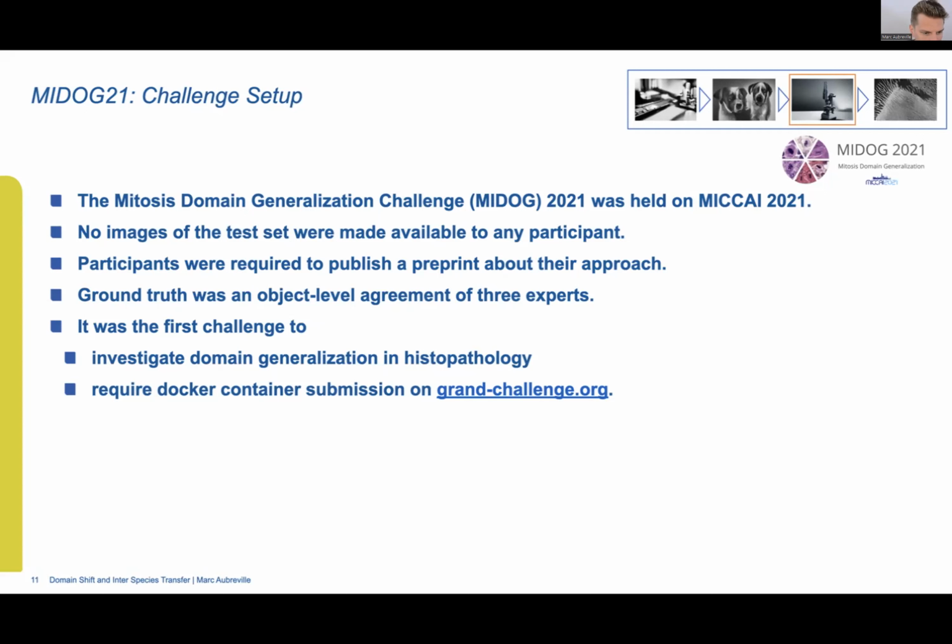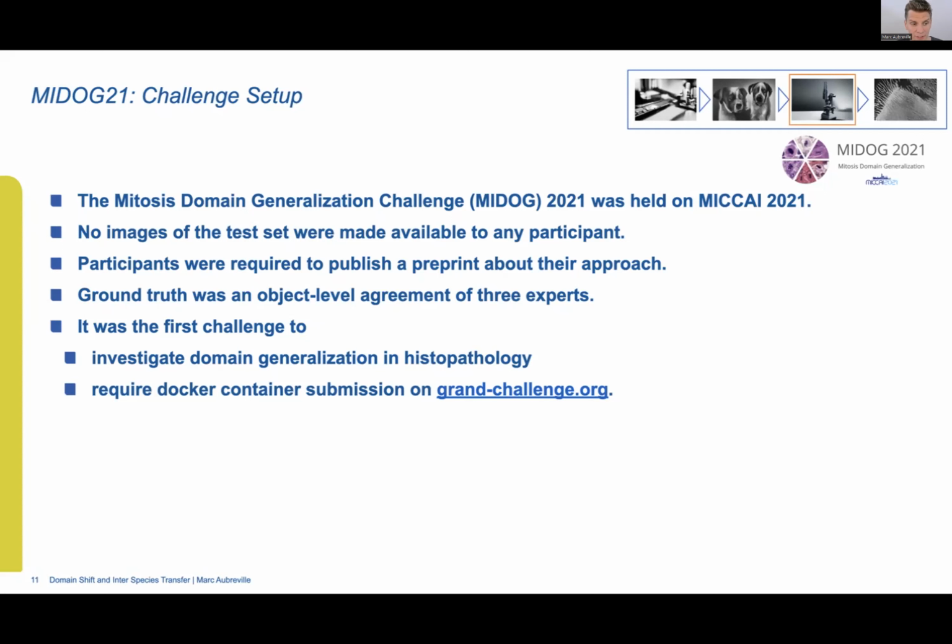Then the participants were required to publish a preprint about their approach, which is also something that we can really recommend to any organizer of a challenge, because it really helps you to summarize everything at the end. And the ground truth we got was by an object level agreement of 3 experts, which is, from my point of view, really good because it really reduces the labeling noise that you have. I'll talk briefly about that on the next slide.